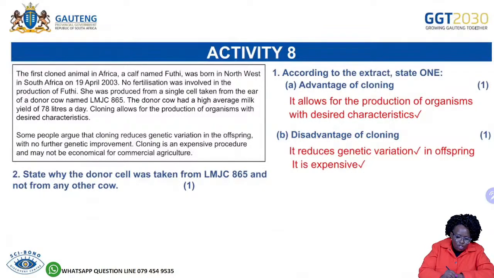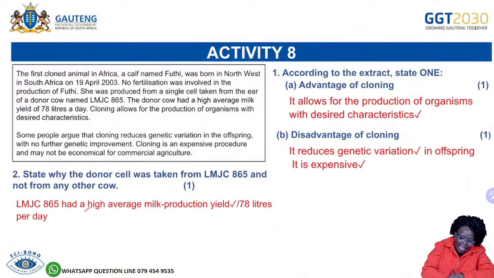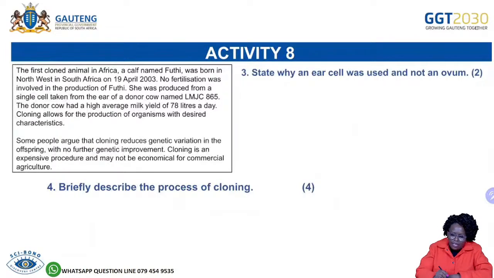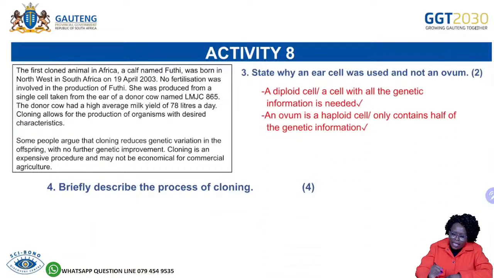And the next question 2, state why the donor cell was taken from LMJC 865 and not from any other cow. Why specifically this cow? It is because it had a high average milk production. The purpose was to get more milk every time. State why an ear cell was used and not the ovum. Why? Because we know a diploid cell is an ear cell. It has got genetic information that is needed, and an ovum is haploid and only contains half of the genetic information. And question 4, briefly describe the process of cloning.